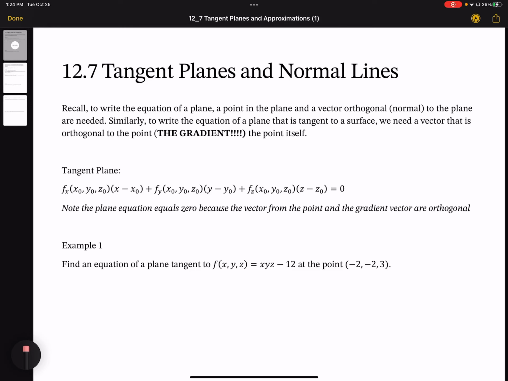Hey students, in this video we're going to talk about tangent planes. So a tangent plane is something like this. Imagine good old Mr. Moore comes along and draws a plane out in space. So this is a plane.